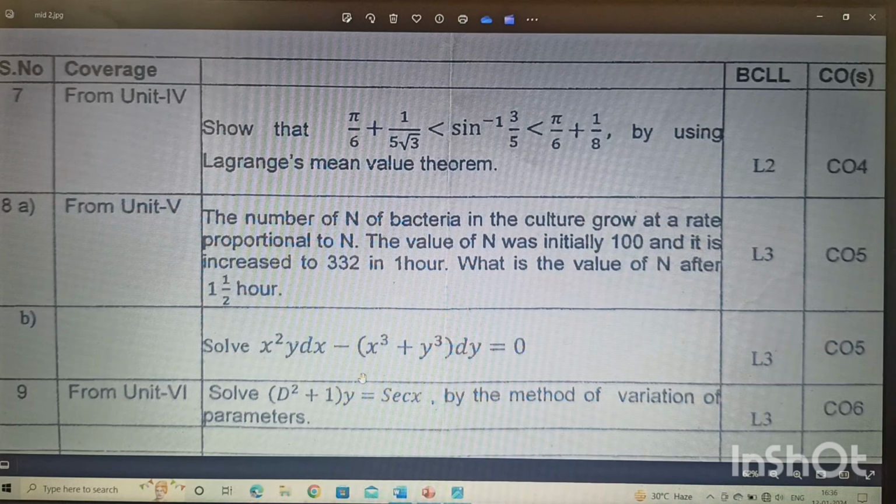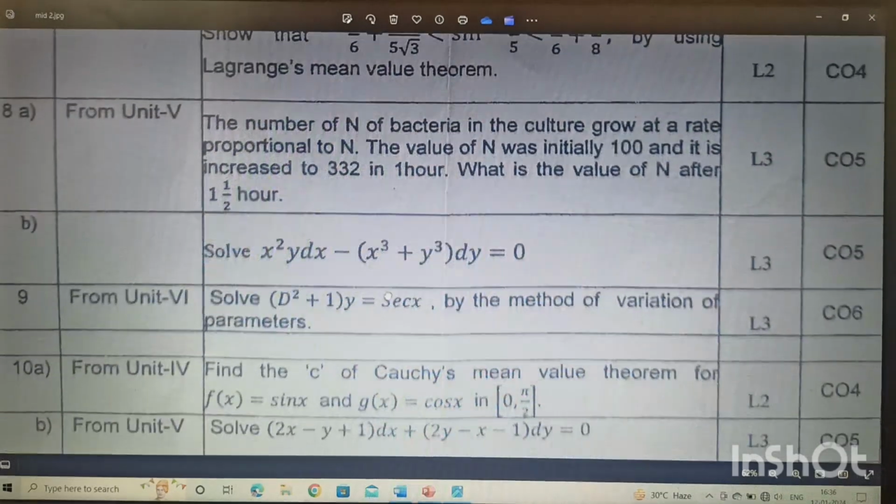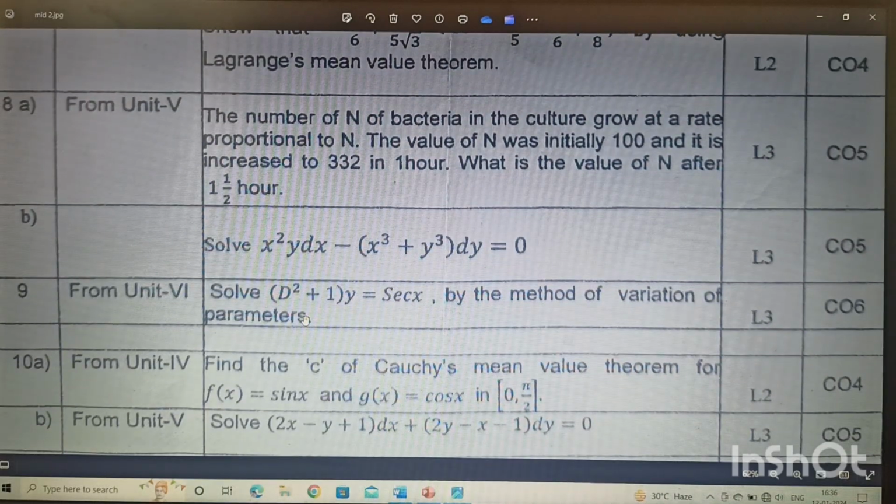Next, 9th question from unit 6: solve (D square plus 1) y is equal to secant x by the method of variation of parameters. This is also a very important method from unit 6.